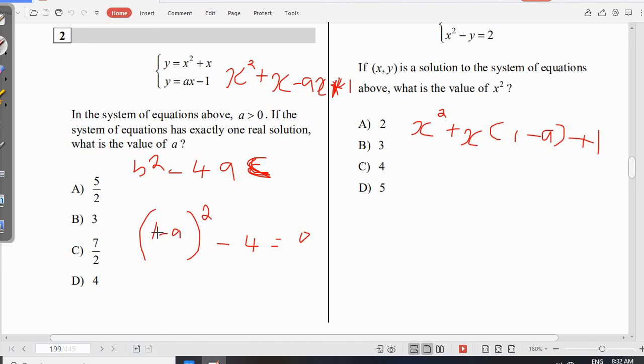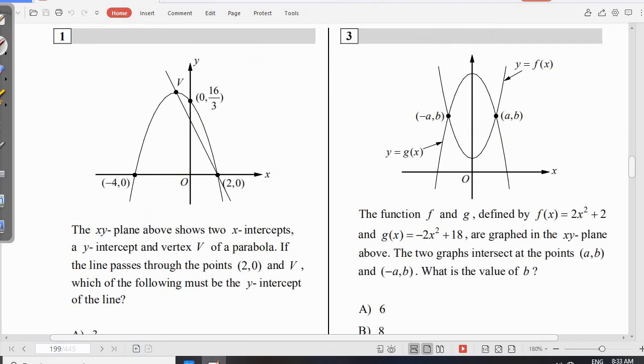Let's try 3. 1 minus 3 is minus 2. Minus 2 squared is equal to 4, and 4 minus 4 equals 0. We have seen our answer: 3. And they said a must be greater than 0, and that's the only thing. 3 is greater than 0. Alright, let's proceed. Let's clear this up and let's move to number 3.